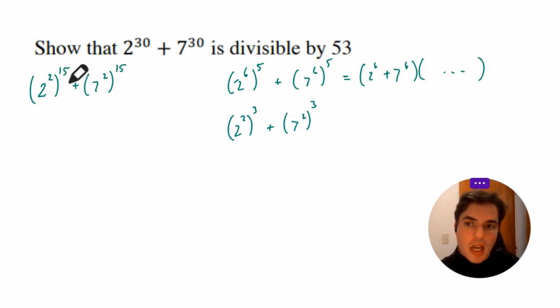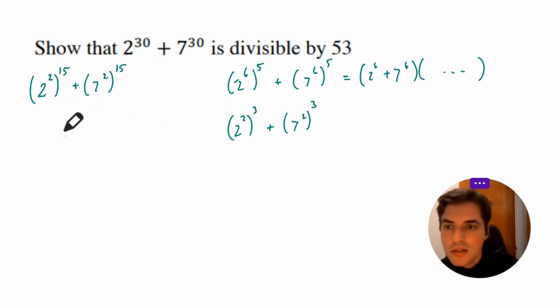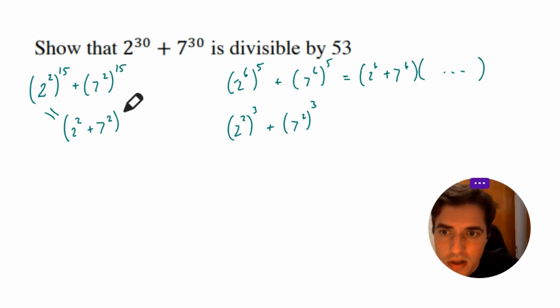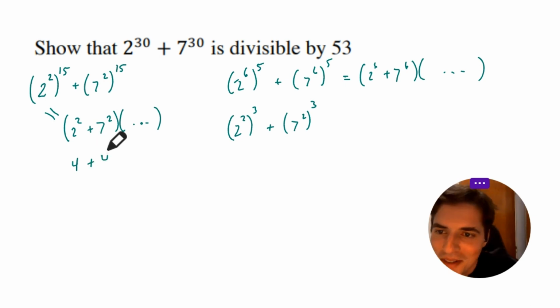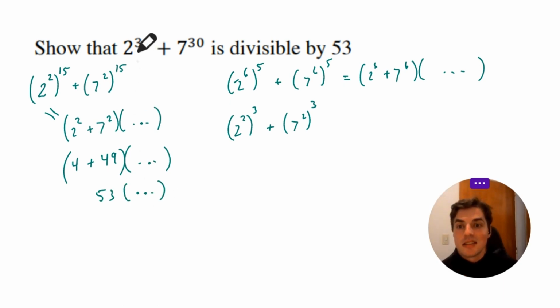So we could have just picked 15 and 2 as our 2 factors. It's usually the smallest on the inside and the largest power on the outside. So 2 squared plus 7 squared times a mess. So 4 plus 49 times something. So 53 times something is 2 to the 30th plus 7 to the 30th. So that means that this huge number is in fact divisible by 53. All right, I hope you learned something.